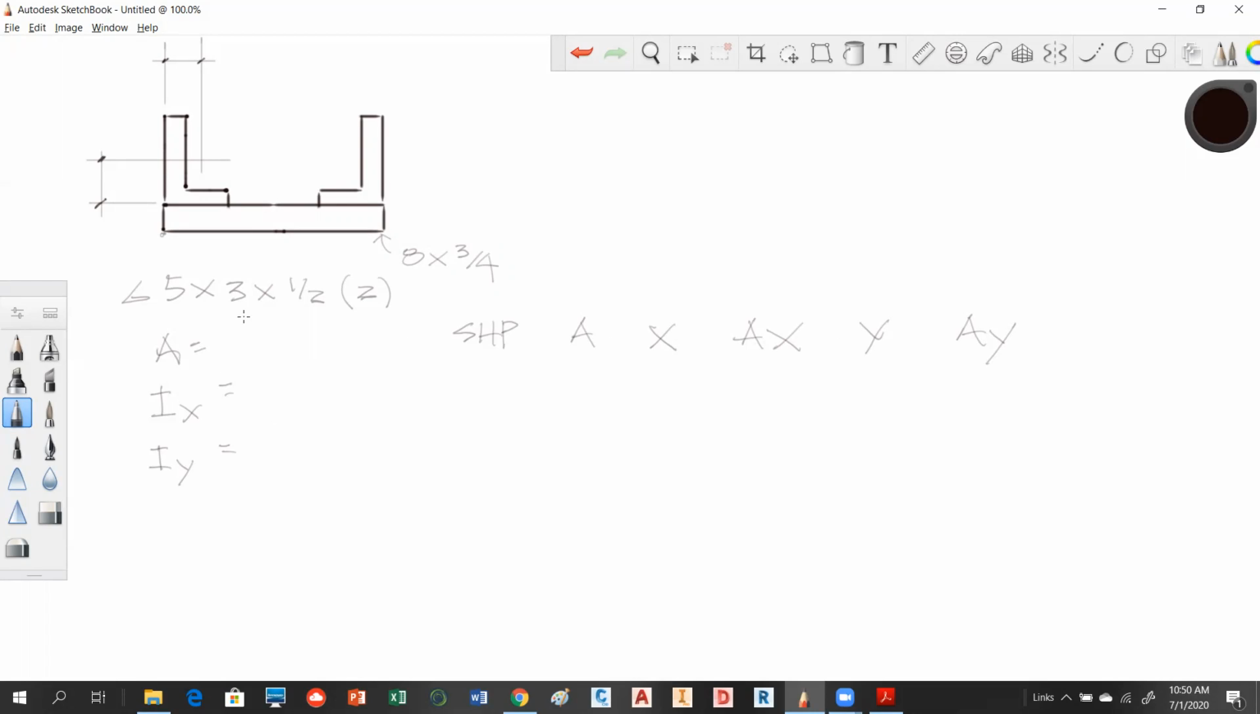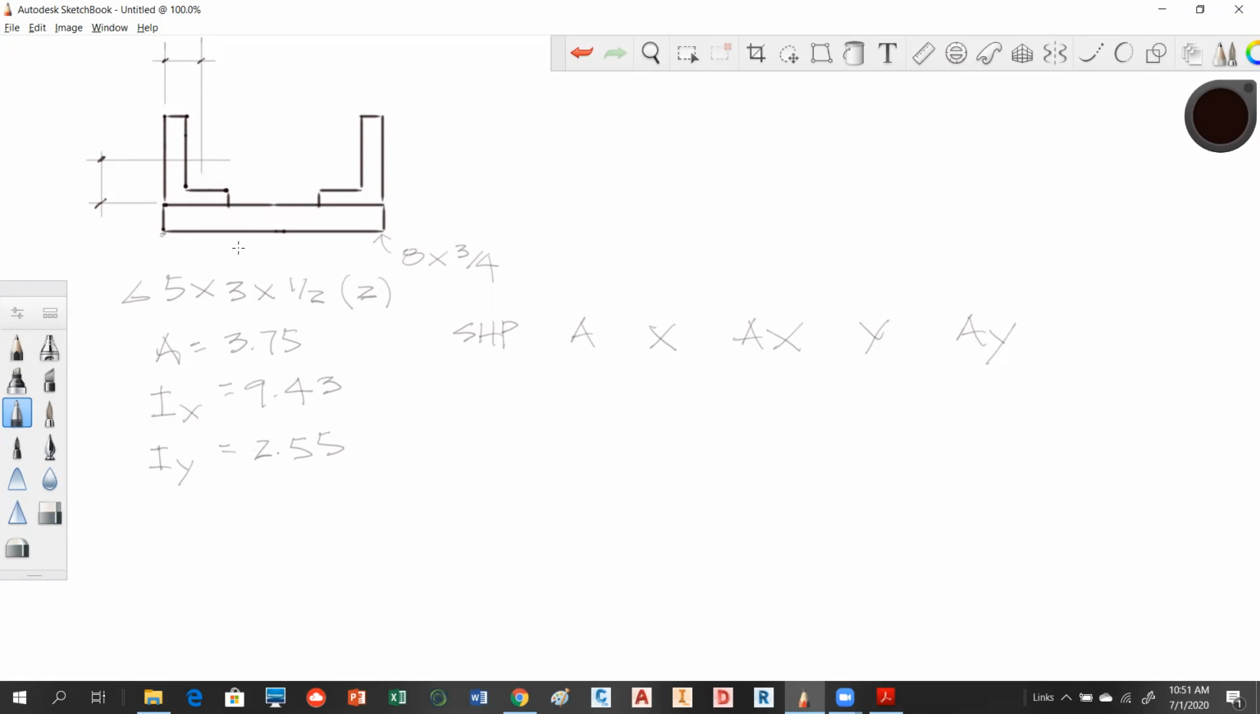I'm going to let you look up your information, or you can verify it. For the area, if you go back to Appendix A, for the 5 by 3 by 1/2, you should be coming up with 3.75 square inches. IX and IY are 9.43 and 2.55, both in inches to the 4th. Notice that this is longer, so this should be stiffer in this direction than it is in this direction, and that's what that's reflecting. If you get those reversed, you're going to have a problem in terms of moment of inertia and when you calculate the centroid.